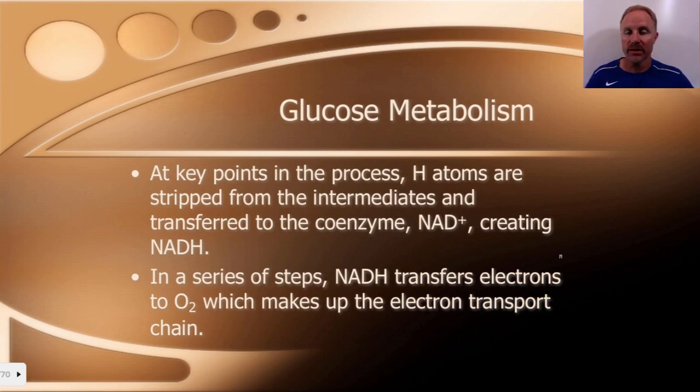And at key points in the process, these hydrogen atoms, I should say, get stripped off of the intermediates and they get transferred to this electron carrier. This NAD plus is an electron carrier, and this is going to form NADH. Now that's the important electron carrier that we need to keep in mind. Okay, so in a series of steps now, this NADH is going to transfer the electrons ultimately to oxygen, and that's what we're breathing in. Okay, that's why we need the oxygen, and this is what's going to make up the electron transport chain, or the ETC. This is the thing that's important for us that we're going to be talking about in more detail later on.